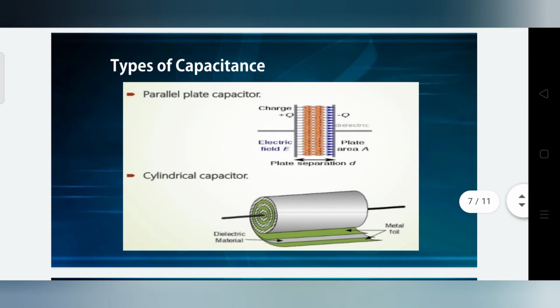And then types of capacitance. Already we saw the parallel plate capacitor, and another type is the cylindrical capacitor. In the parallel plate capacitor, a separation is available between the two conducting plates, and in the cylindrical capacitor, there is a roll of dielectric material between the metal foil.